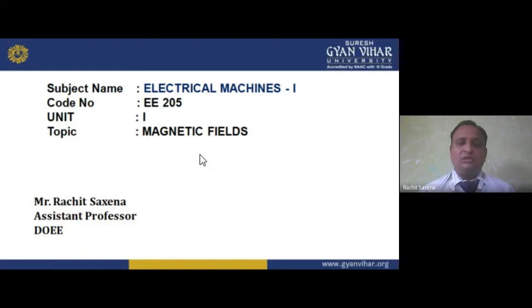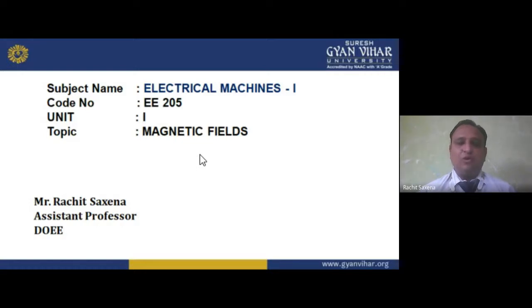Generator basically converts mechanical power into electrical power. But the motor does the inverse, converting electrical power into mechanical power. We can say the output of the generator gives input to the motor, and the output of the motor gives input to the generator.